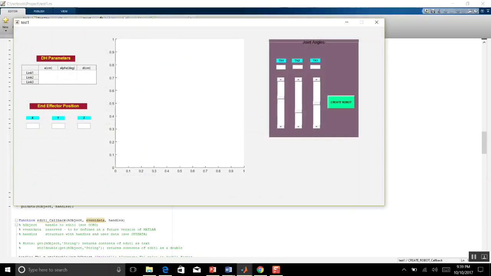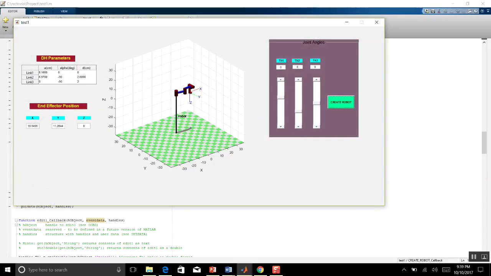When we run our program, we get the graphical user interface. These are the DH parameters, the end effector position x, y and z. There are 3 sliders for 3 joint angles. As we move the slider, you can observe there's a change in the robot as well as a change in the x, y and z position.